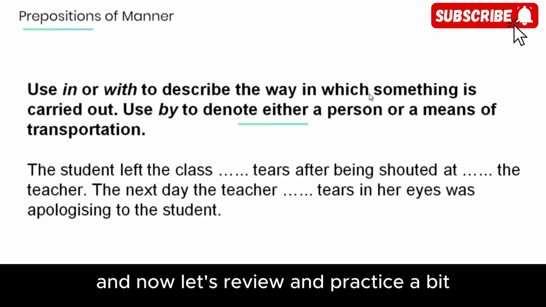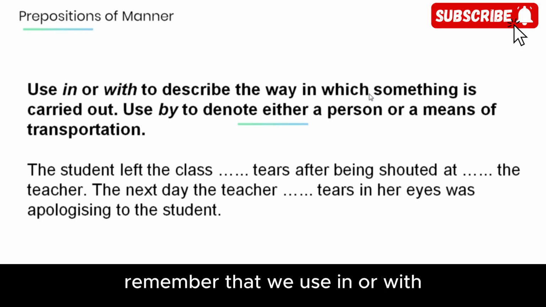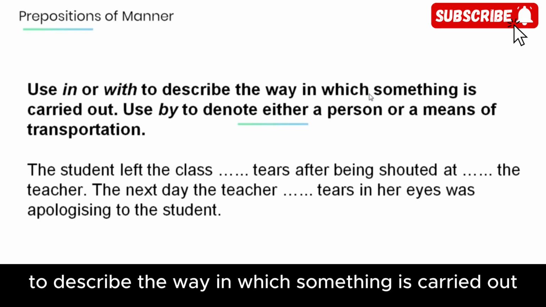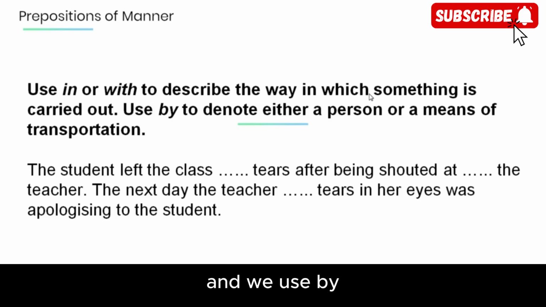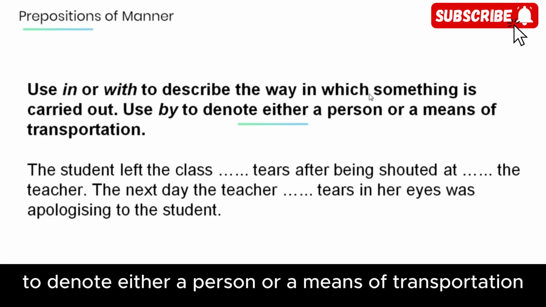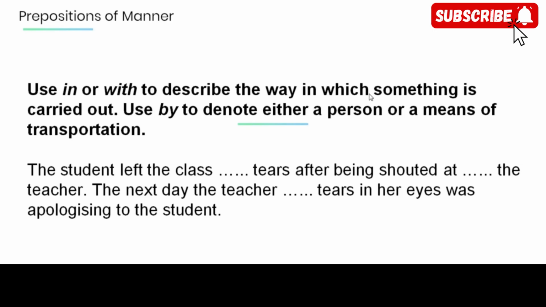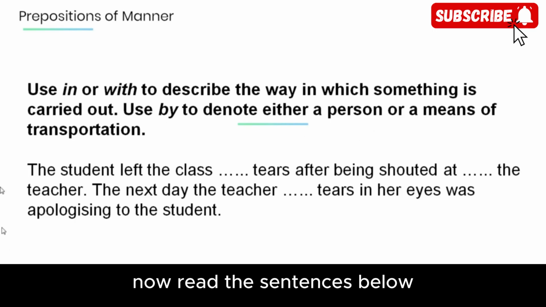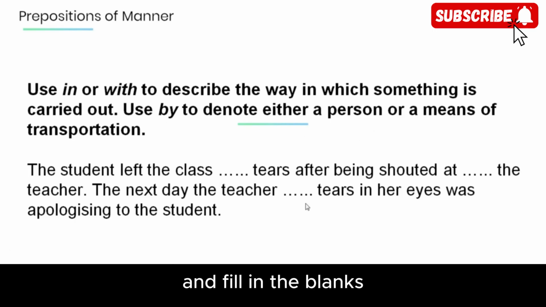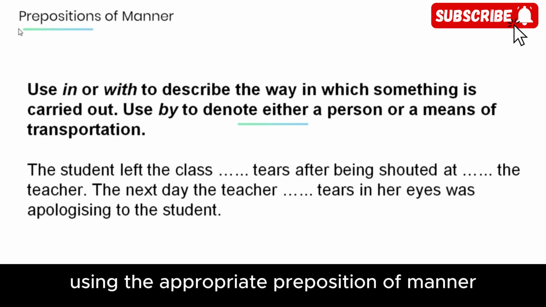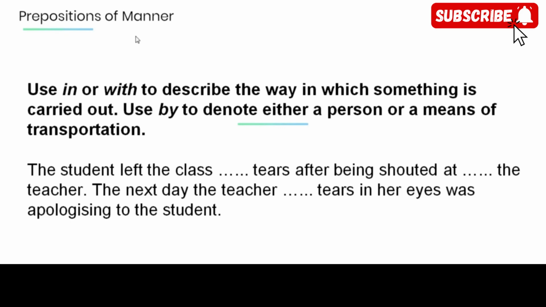And now, let's review and practice a bit. Remember that we use in or with to describe the way in which something is carried out. And we use by to denote either a person or a means of transportation. Now read the sentences below and fill in the blanks using the appropriate preposition of manner.